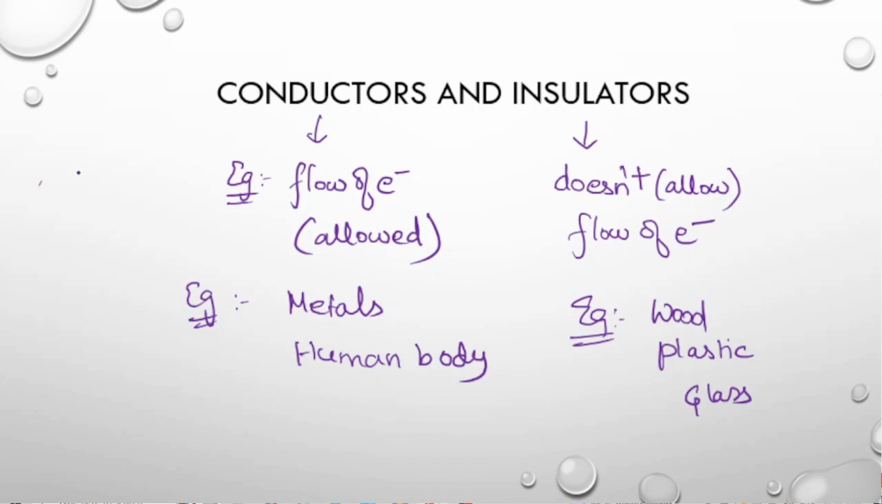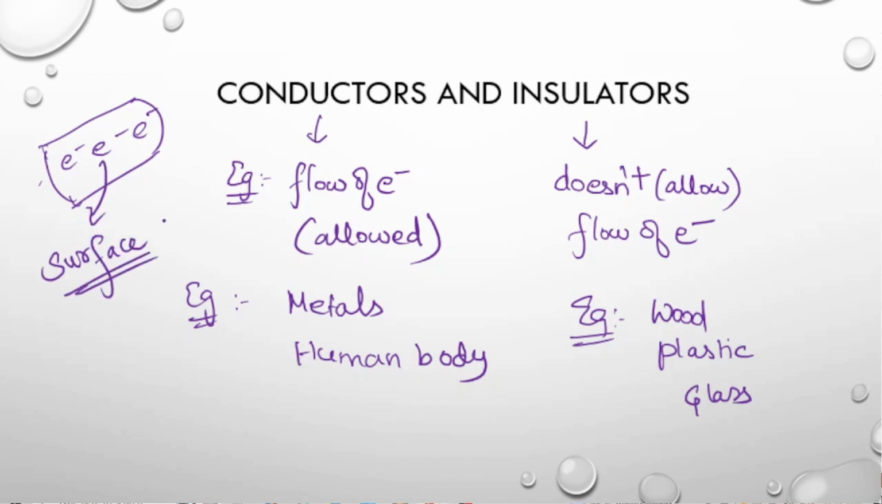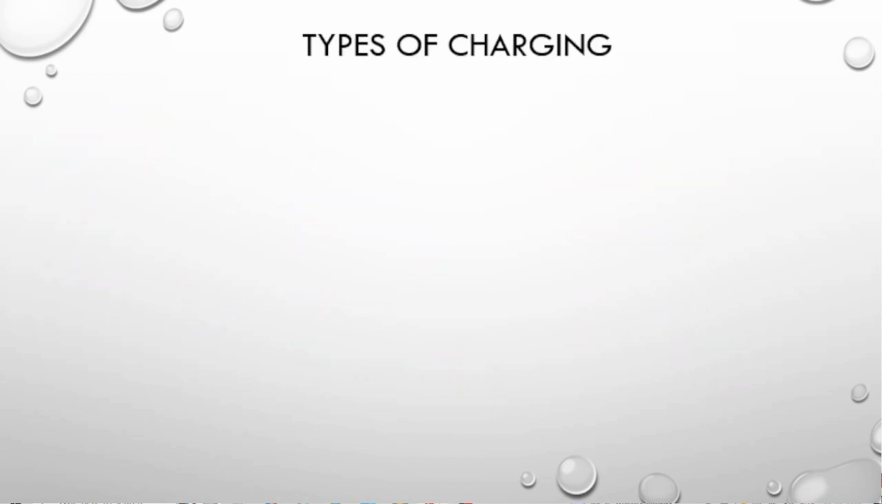Very simple, right? And one more thing: on conductors, the electrons or the charges that pass through the conductors will always lie on the surface of the conductor. Whatever charge you take, the charge on the conductor will be lying on its surface. Clear? So these are the things we have to discuss about conductors and insulators. Now moving on to types of charging.